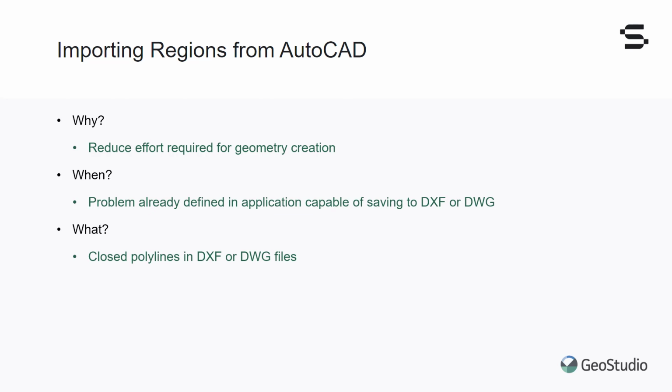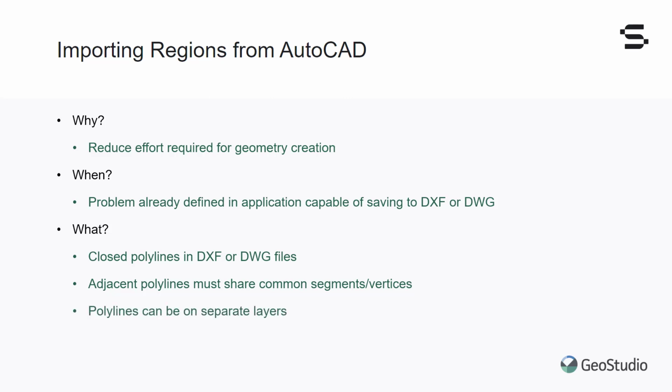GeoStudio currently only recognizes closed polylines in DXF and DWG files. However, both two-dimensional or three-dimensional polyline geometry can be imported from these files. All adjacent polylines must share a common set of segments and vertices. If region polylines are on separate layers, these layers can be used as a basis for creating basic material definitions in GeoStudio. Separating regions onto separate layers also helps to distinguish between region geometry and extraneous drawing elements such as markup objects.